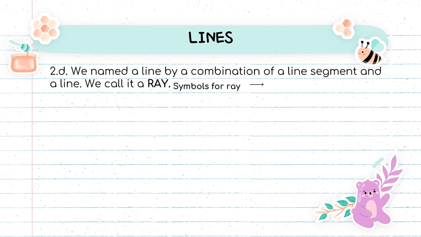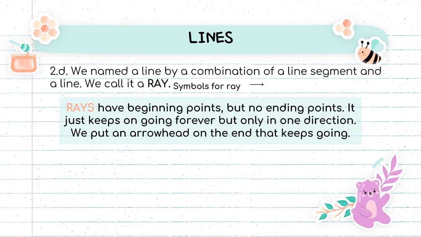When we say line, it has symbols of arrowheads, which symbolize infinity. A line segment has the symbol of a point. There is a point at one end and an arrowhead at the other end. That is called a ray. Rays have beginning points but no ending points. It just keeps on going forever, but only in one direction. So only one direction serves as the line with an arrowhead that extends. We put an arrowhead on the end that keeps going, to symbolize infinity.